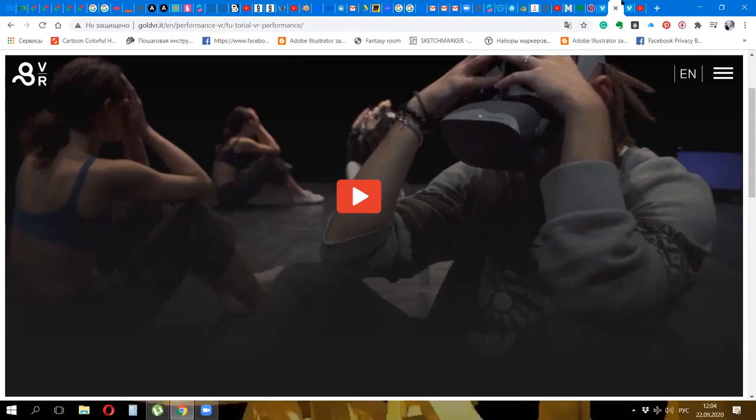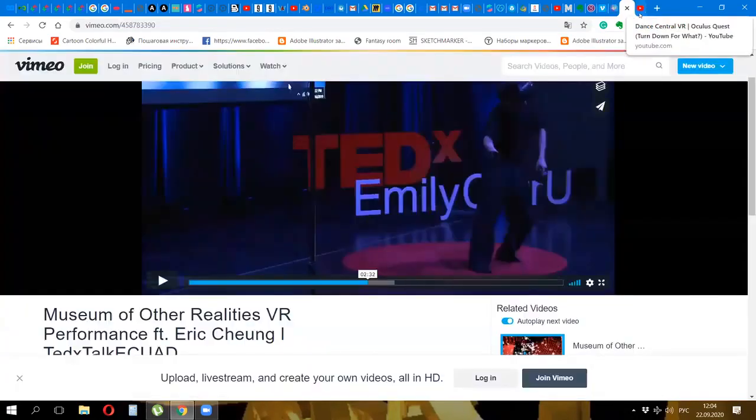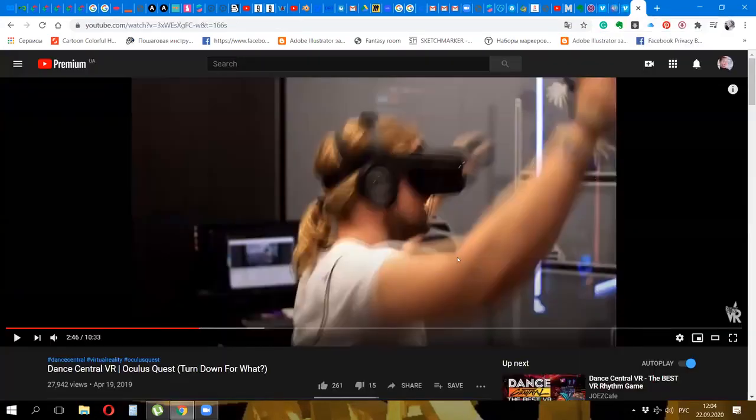So I think that technology came from actually some game like Kinect Xbox 360, and this is the virtual game Dance Central VR.